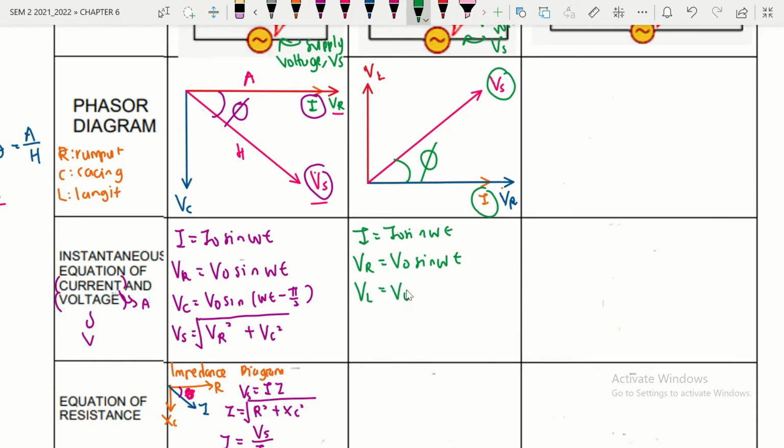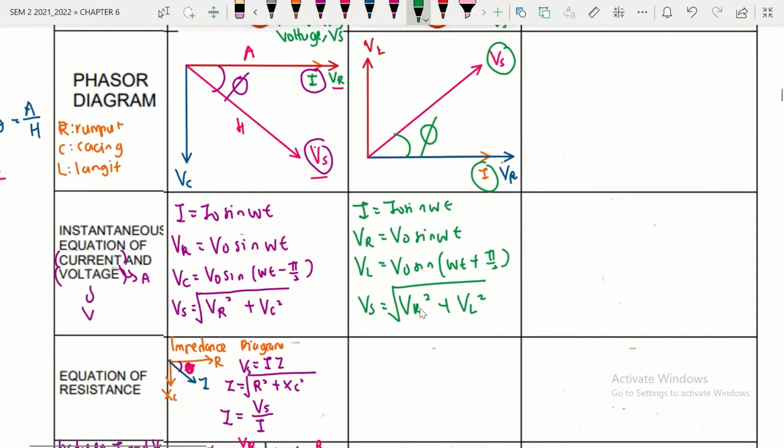Dia akan jadi V naught sin omega t plus pi over 2. You can write in terms of cos, tapi mesti tak buat. Okay, and the supplied voltage adalah voltage across resistor squared plus voltage across inductor squared. So sebab apa? So kita cari dia punya magnitude. So that's all. So sekarang Miss dah ajar Phasor diagram, tapi Miss akan ajar juga impedance diagram ni.